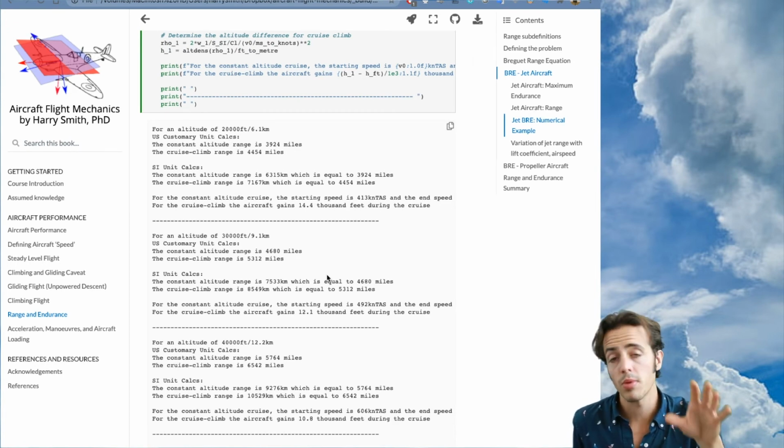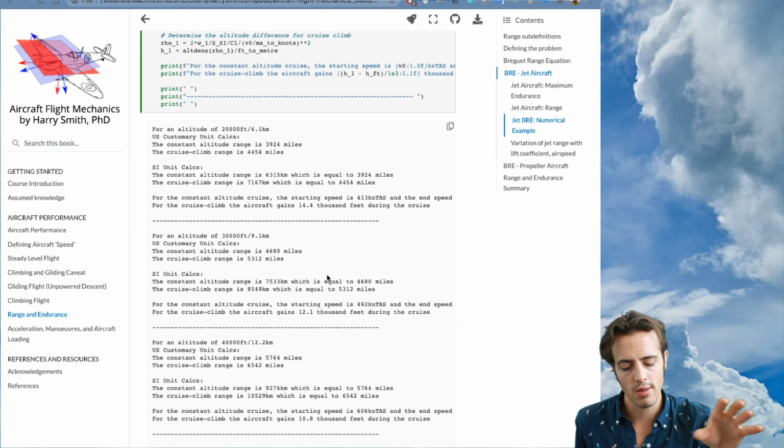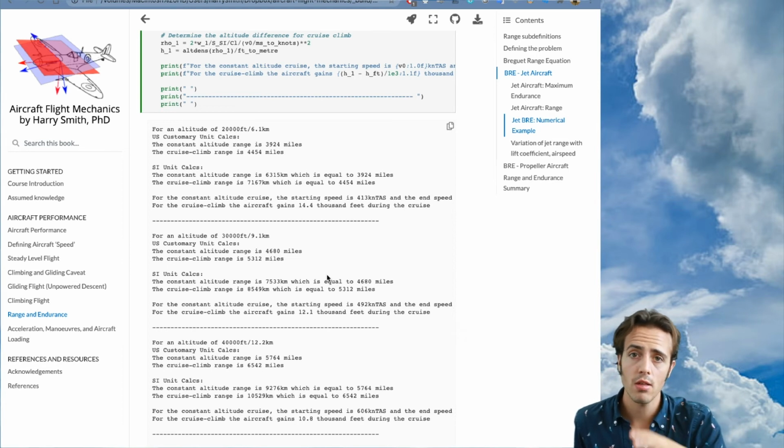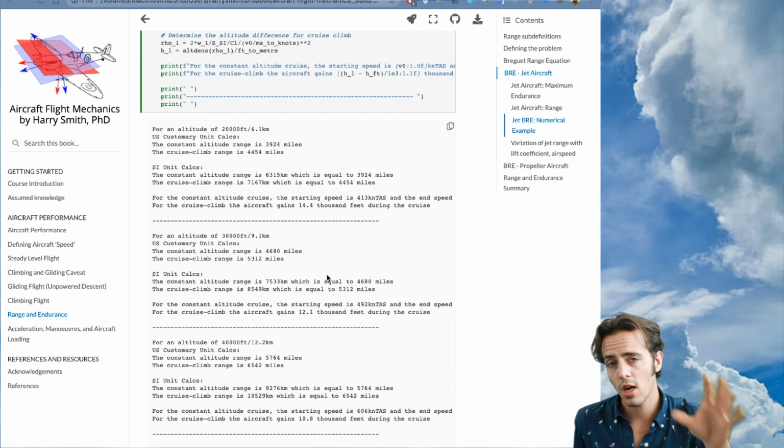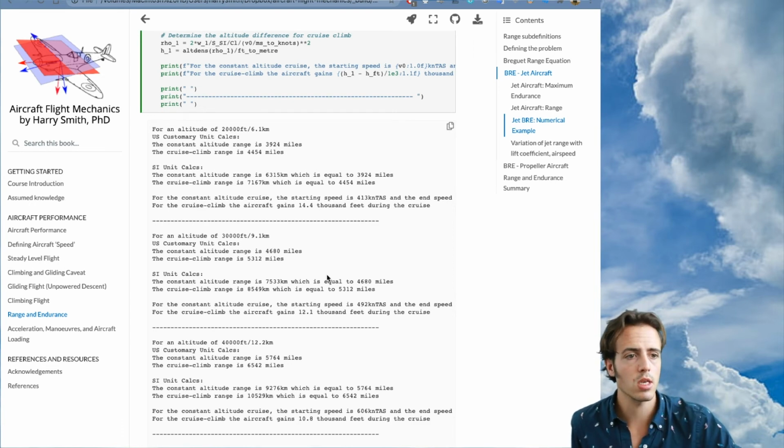Okay, so those are all included on the website, and I want you guys to go through those and understand them, because you will be asked to do calculations like this. So if there are questions about the Breguet range equation and how we actually apply it, then I need you guys to ask questions, come with those, go through it, and come to the review session such that we can go through it.